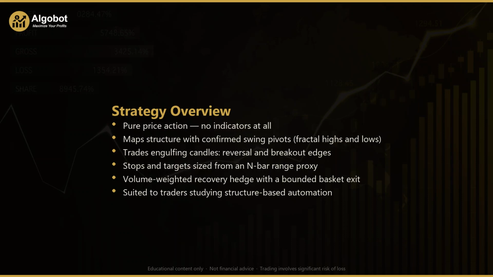To size its trades, the strategy uses a simple range proxy, the average bar range over the recent window set by RangePeriod, which defaults to 14. Stops and targets are multiples of that range, so the strategy adapts to current volatility. Finally, there's the recovery hedge, the part that gives the strategy its name. If a position runs adverse, a larger opposite position can be opened so the combined book leans with the prevailing move, and the whole basket is then managed to a bounded exit.